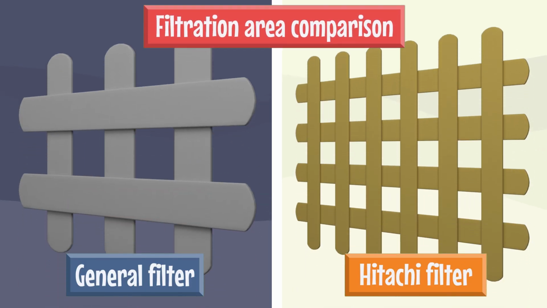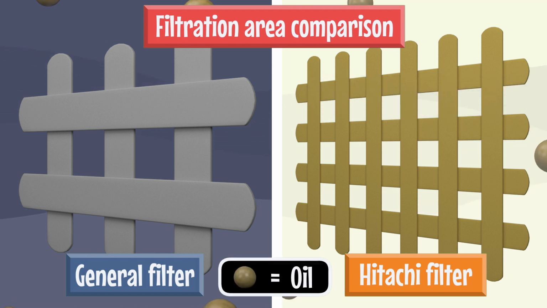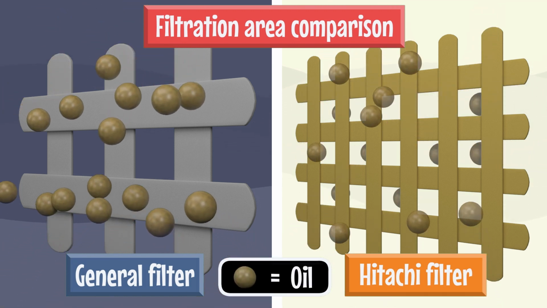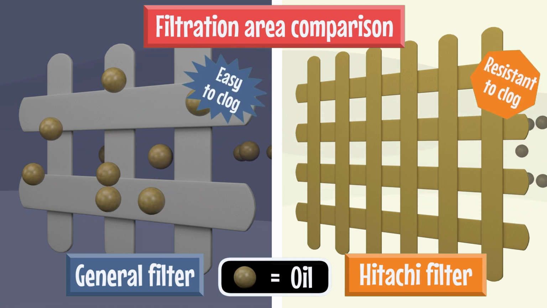So how do Hitachi genuine products prevent clogging? See this comparison. Compared to general filters, Hitachi oil filters have a thinner fiber diameter, so they have wider filtration in the same area. As a result, the fine mesh prevents foreign matter from passing through, and the amount of filtration of each filter is dispersed, making it difficult for clogging to occur.